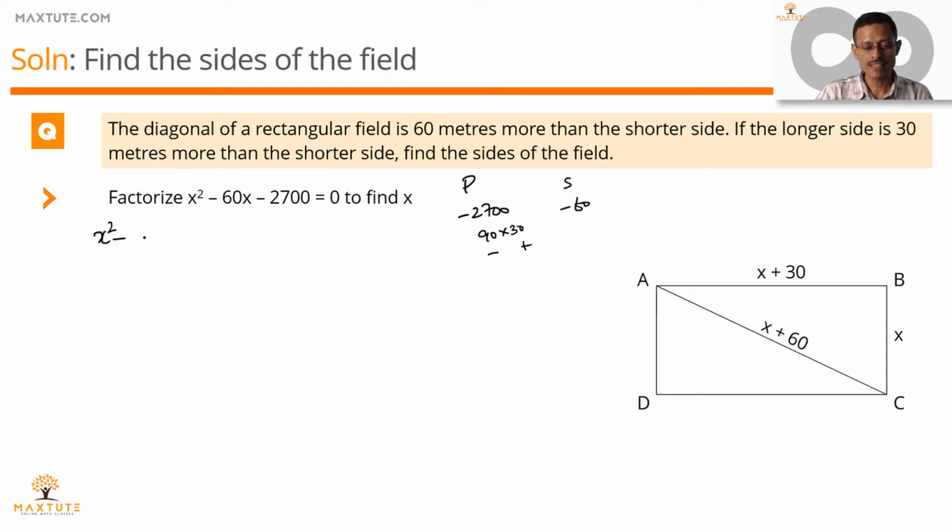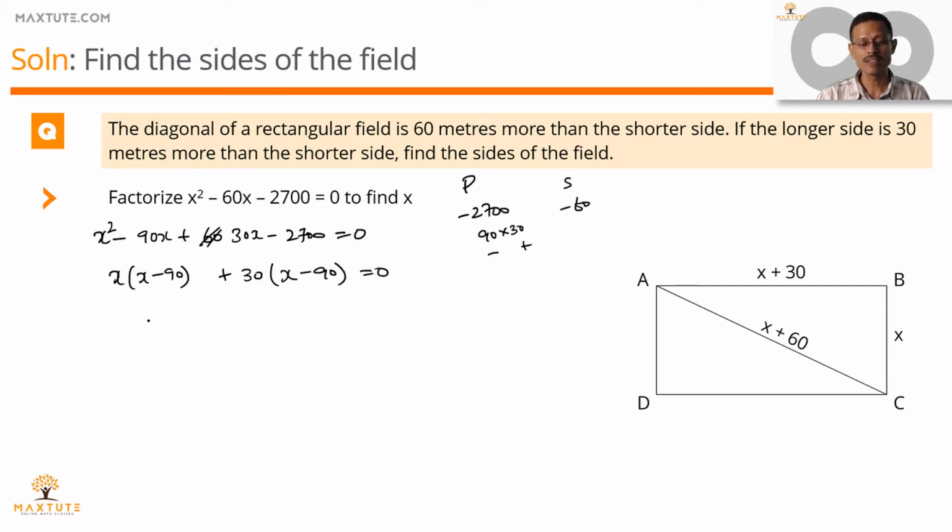x square minus 90x plus 30x minus 2700 is equal to 0. Take x as a term common between these two terms. x into x minus 90. Let's take 30 as a common term from the third and the fourth term. This is going to leave us with an x minus 90 is equal to 0. Take x minus 90 as a term common from these two expressions. So you'll have x minus 90 into x plus 30 equals 0. Product of two numbers is 0 when at least one of the numbers is 0. That leaves us with x equal to 90 and x equal to minus 30.